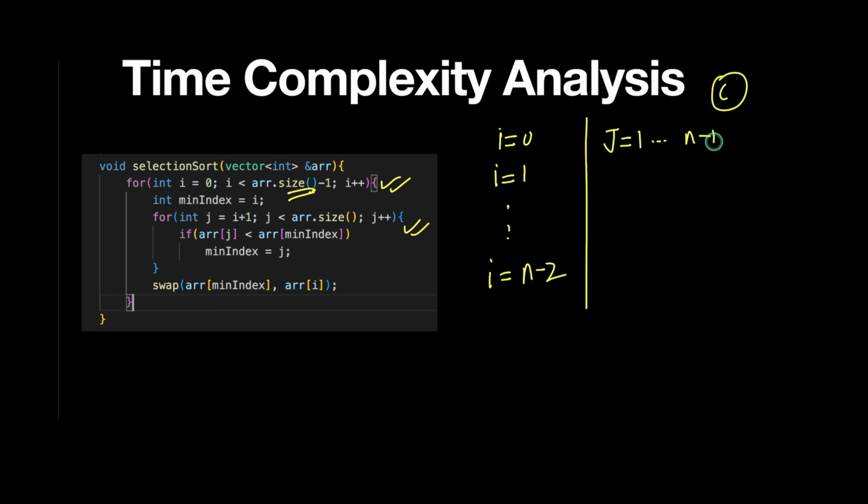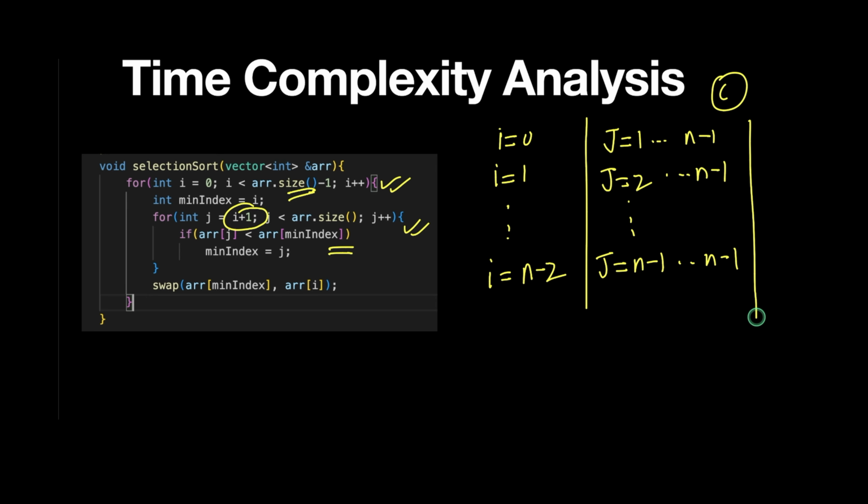right? Because j is 1 greater than i, and if i is 1, j begins from 2 and it goes till n minus 1. Similarly, when i is n minus 2, j becomes n minus 1 and it goes till n minus 1. So the total number of comparisons that we do in this particular step will depend on the number of different values of j.